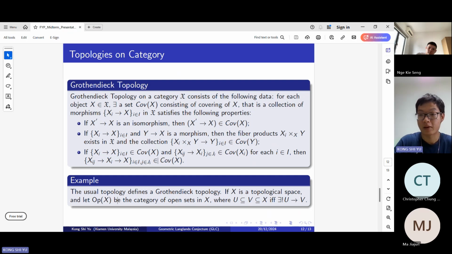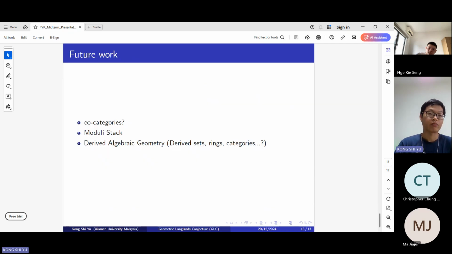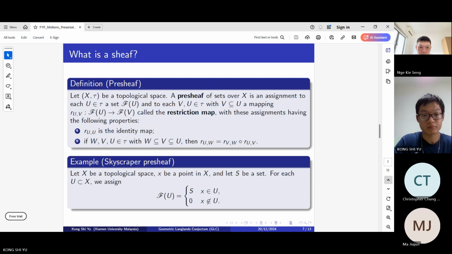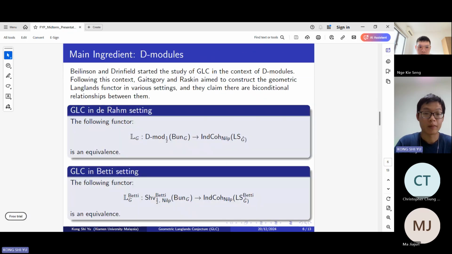Then next, what is my future work? Basically, this GLC is related to various topics. It's about infinity categories, and also the moduli stack, as I mentioned before. Here it is about the moduli stack of the bundle G.